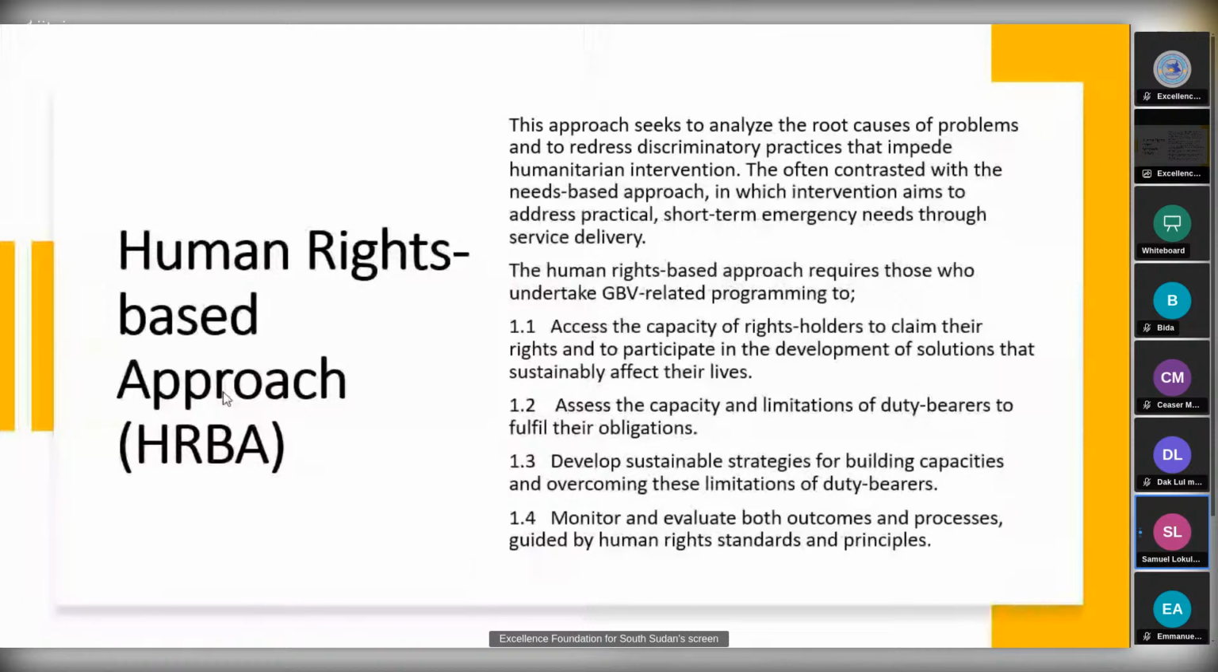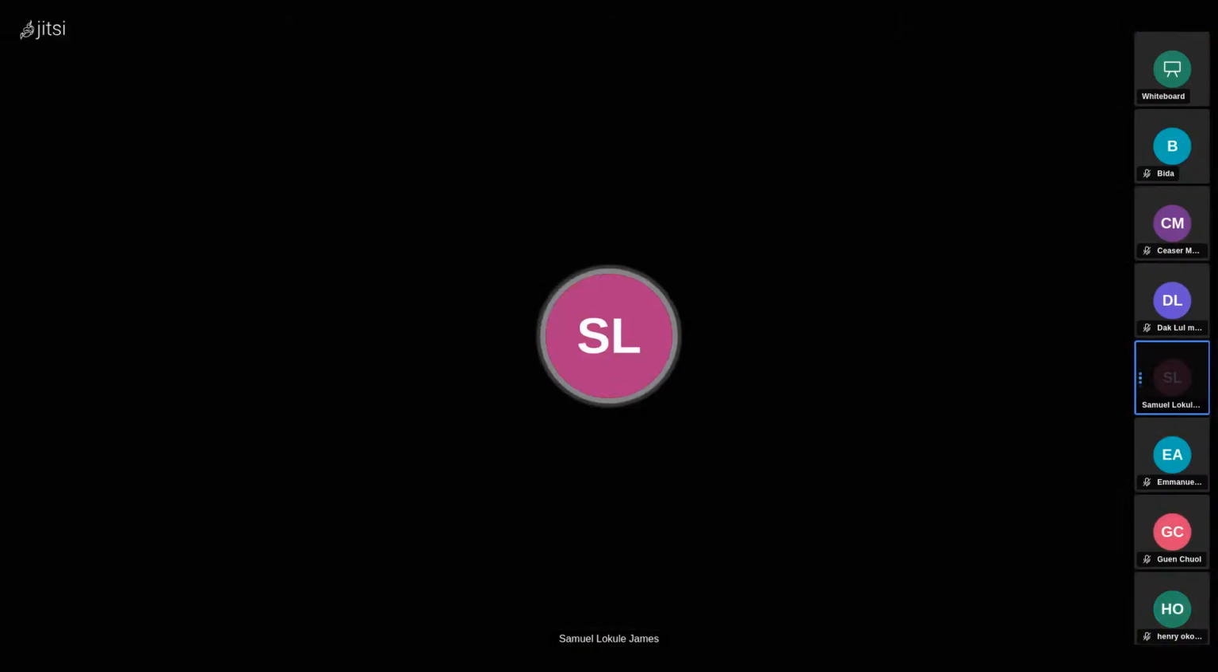And when you're doing that, that approach is called the human rights-based approach for GBV, which means when you're addressing GBV and you want to solve some of the needs in the emergency, you need to go for this approach. And then the second one is called the survivor-centered approach.